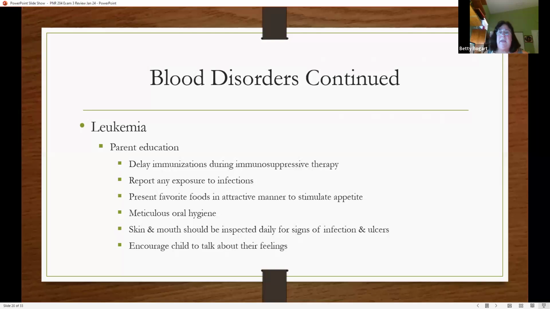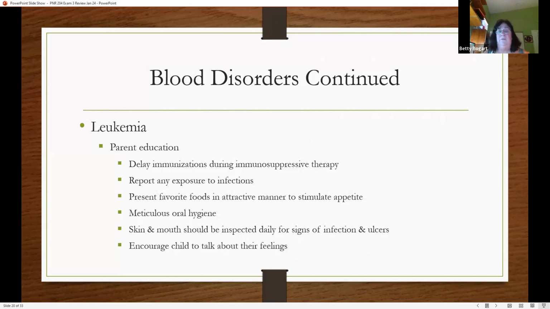So we need to be careful with no immunizations of live vaccines like chickenpox, the varicella. That'd be one you wouldn't give. If they're exposed, let's say they're exposed to a person with COVID or influenza, we need to tell the doctor because they'll get very sick very quickly.